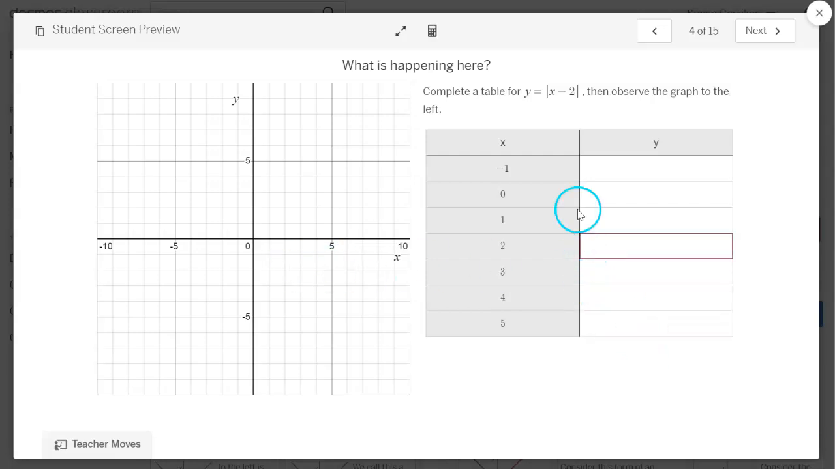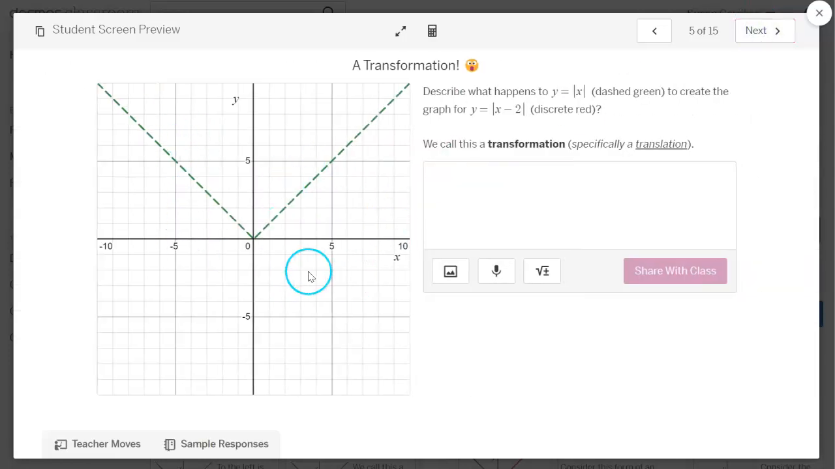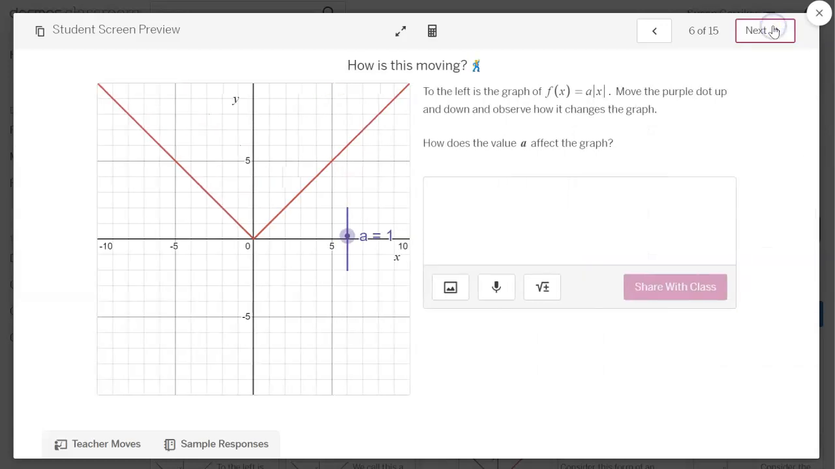And then finally, once they do that, it is going to plot the points in this graph so they can see it. And this one, it will have those same points on here, and they're going to talk about what's the difference between this green graph, which was your original absolute value function, and then this new one that's going to be red and dotted. What happened? We call this a translation, and then they can just talk about what it did. I've got some teacher moves down there to read, so be sure to check that out.